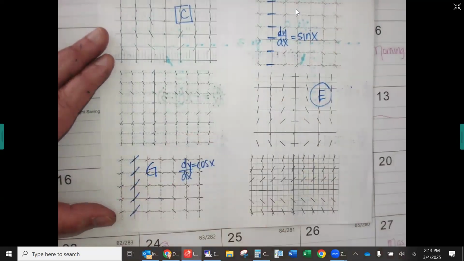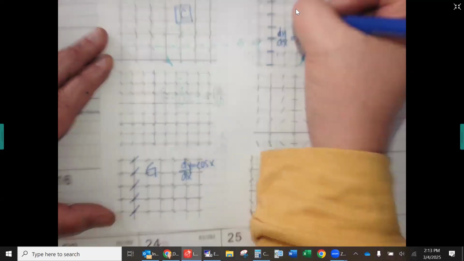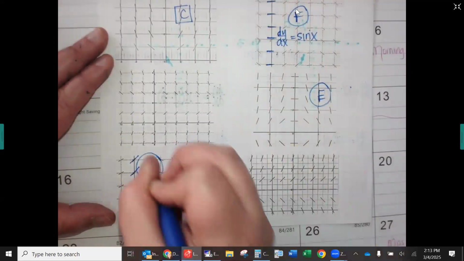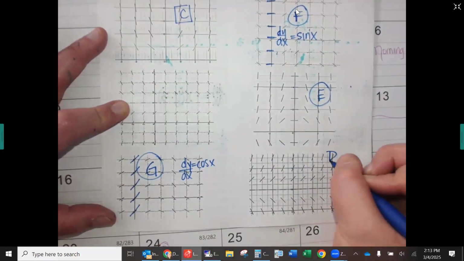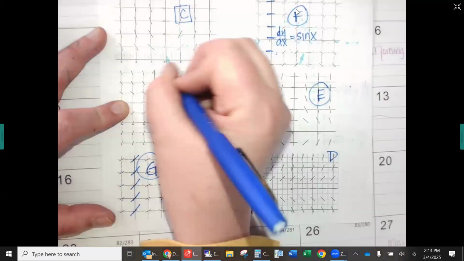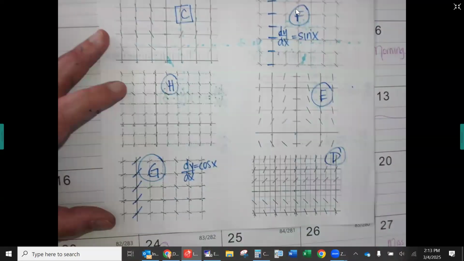And then this one is F. Out of the two that are left, these are both the y minus 2's, but bigger than 2 needs to come out positive. So this is your D, and this is your H. Can you do it? Yeah.